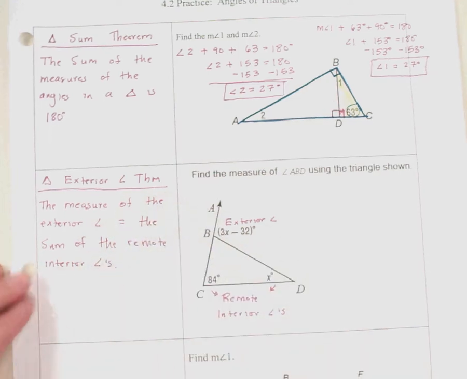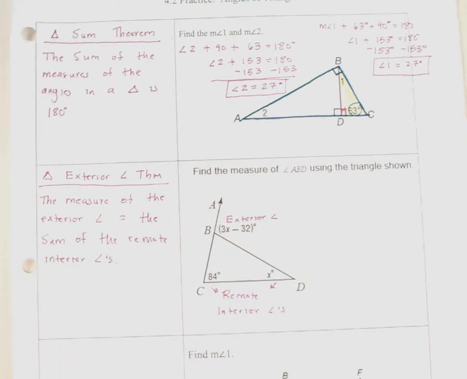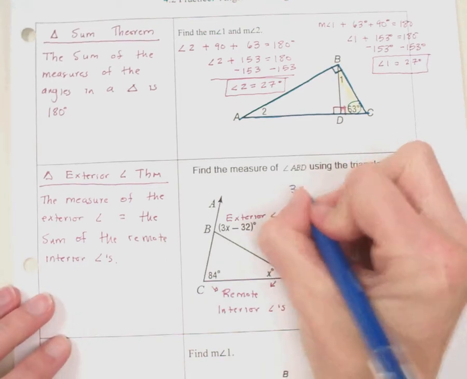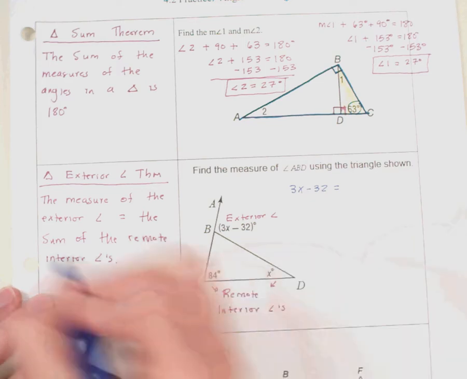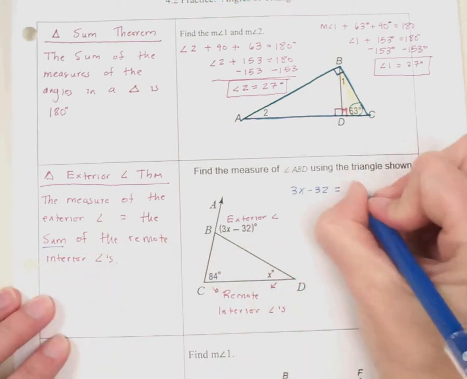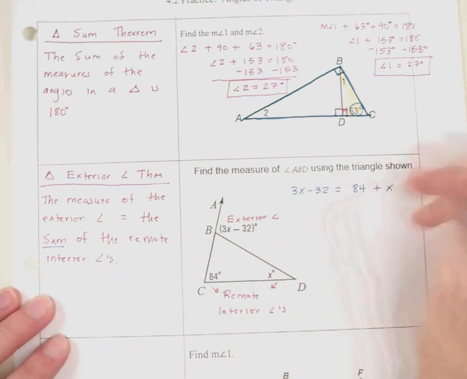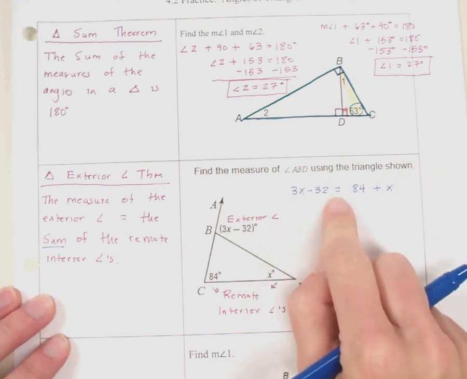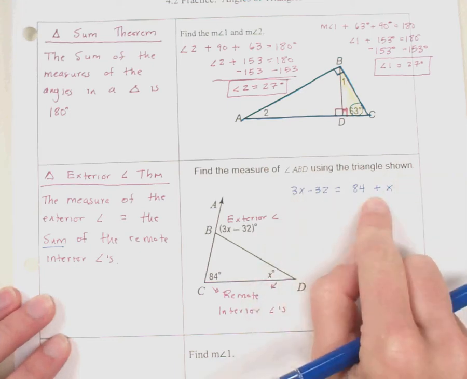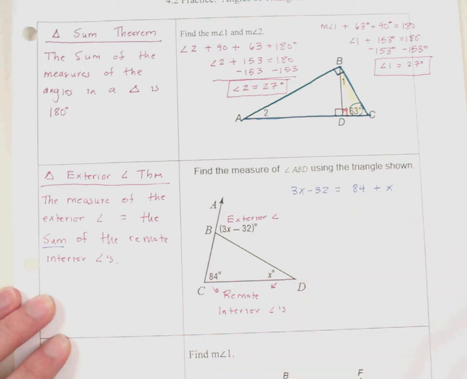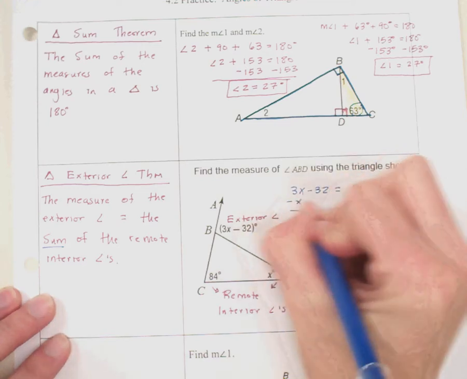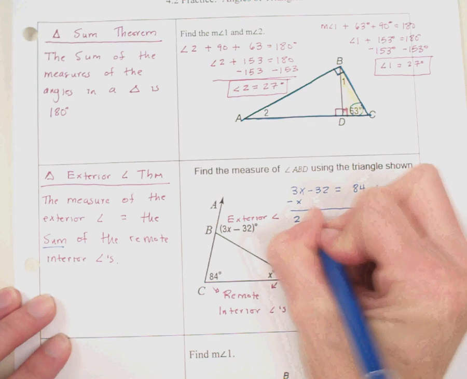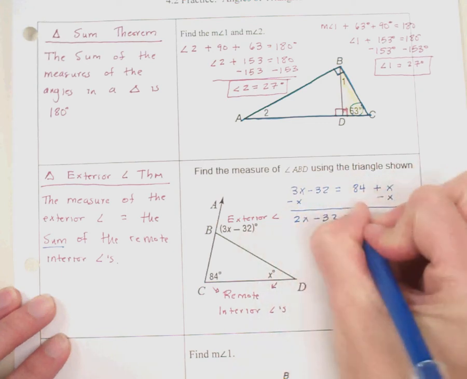My exterior angle is 3x minus 32. That is equal to the sum of the remote interior angles, and sum means they are added together. So 84 plus x. I'm going to solve this equation for x. I'm going to subtract x from both sides. I have 2x minus 32 is equal to 84.